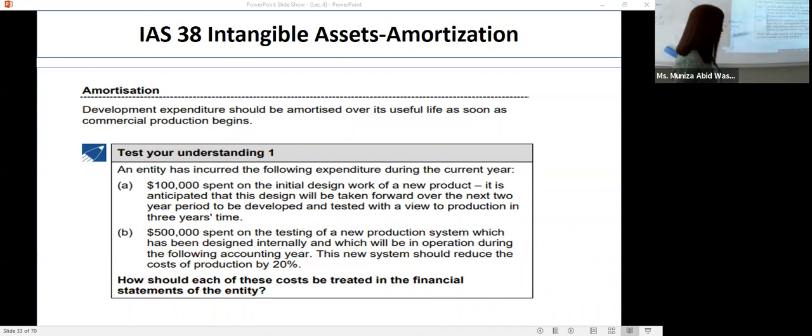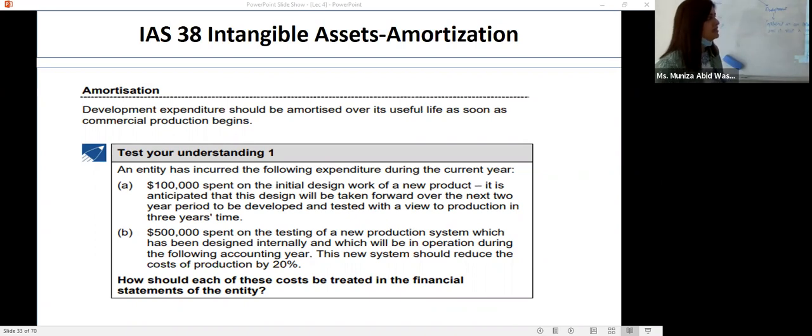Now let's have a look at this understanding. How should each of these costs be treated in the financial statements of the entity? An entity has incurred the following expenditures during the current year. 100,000 spent on the initial design work of the new product. Students, are we going to capitalize this initial design work?